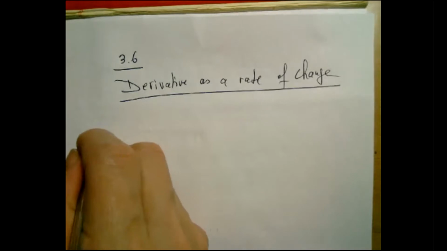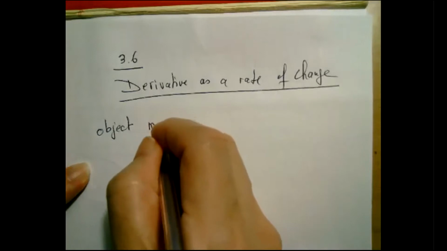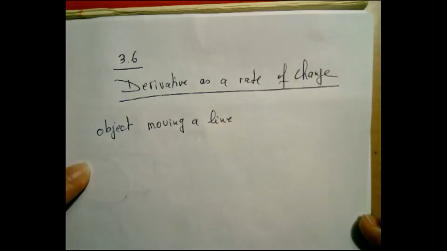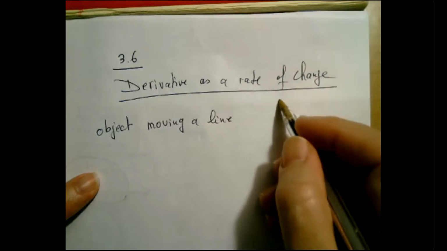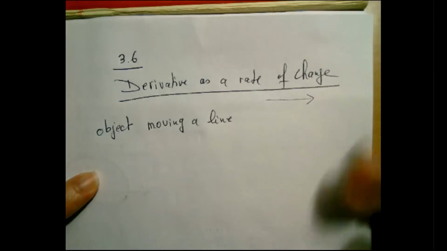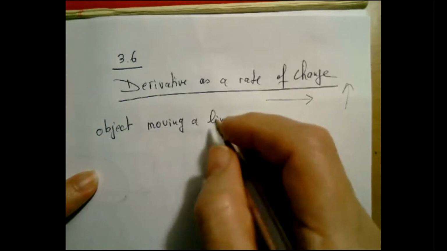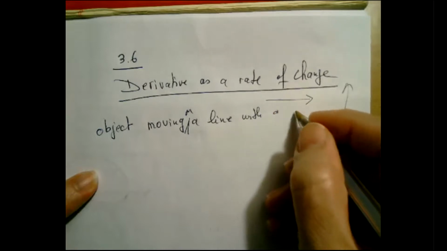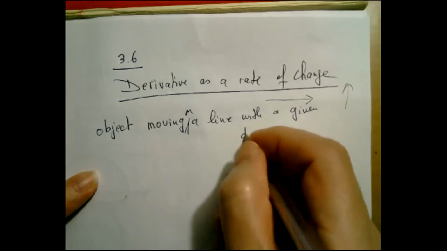The setup: suppose we have an object moving along a line, vertical or horizontal, it doesn't matter, with a specific direction. Usually you will be told whether the object moving to the right is the positive direction or going up is the positive direction. So an object moving on a line with a given direction.